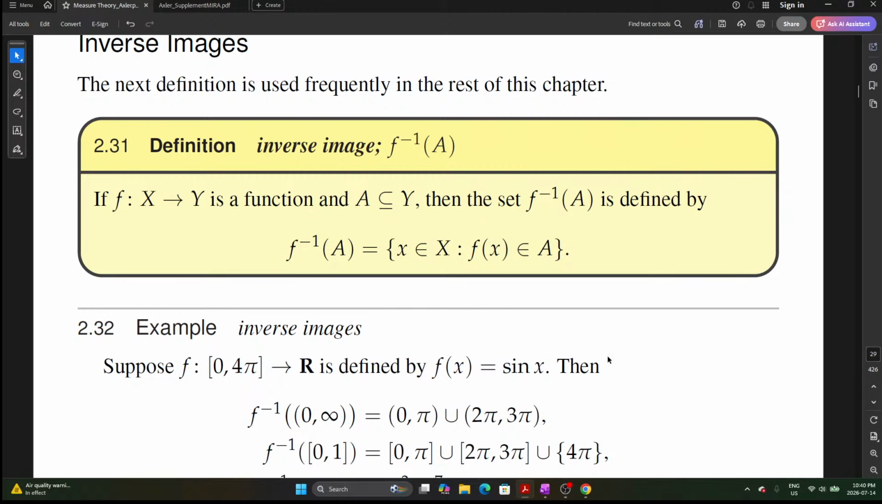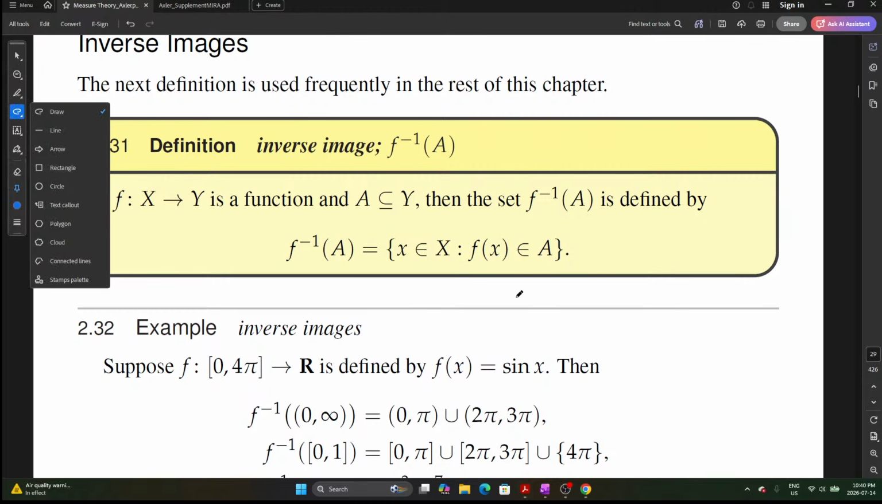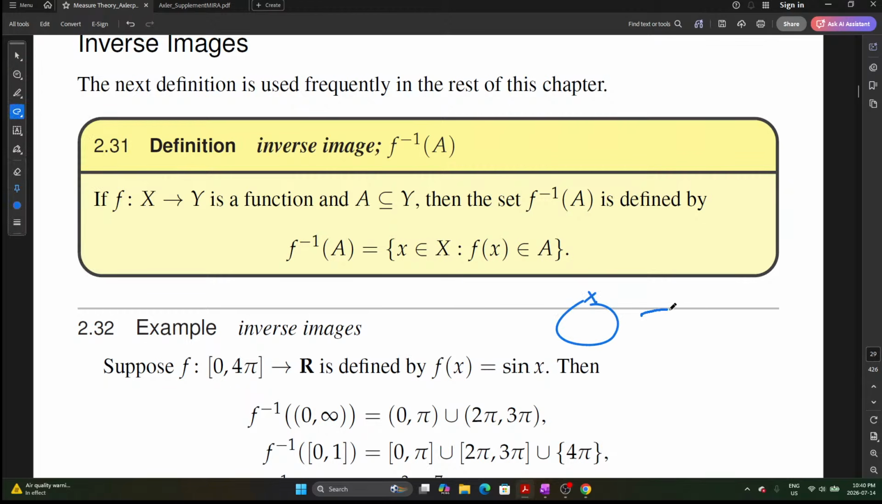The inverse image can be visualized as follows. You have a set X, that's the domain of f, and you have a function f that maps from X to Y, and then you have a subset, say A, of Y. The preimage f inverse of A is simply the collection of x such that f of x is in A. So that's the inverse image.